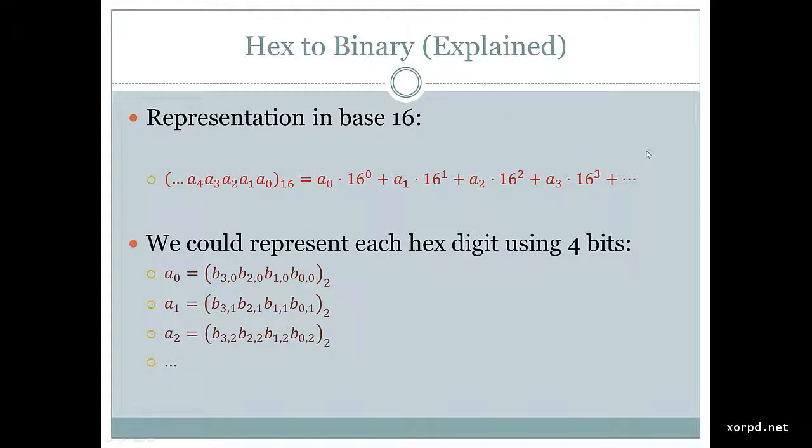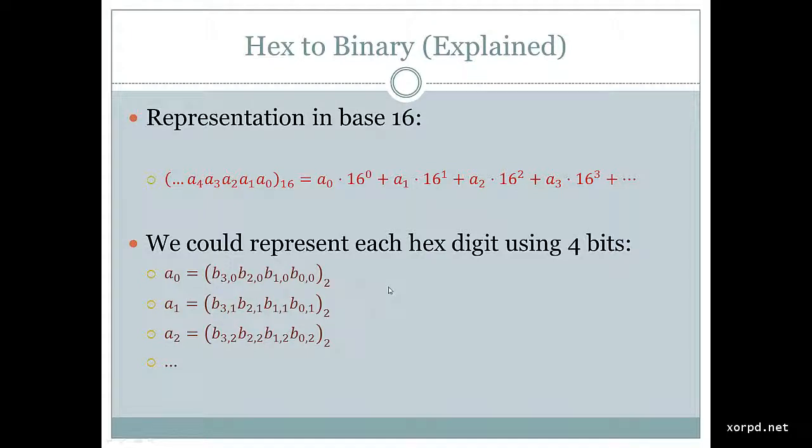We could, if we wanted, represent each hex digit using 4 bits. Why could we do this? Because every hex digit is from 0 to 15. From 0 to F, I remind you. And 4 bits can actually represent all the numbers from 0 to 15. That is because 2 to the 4 is exactly 16.